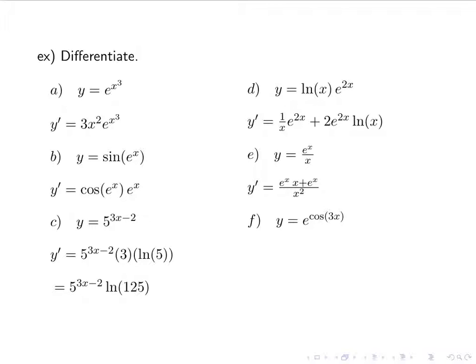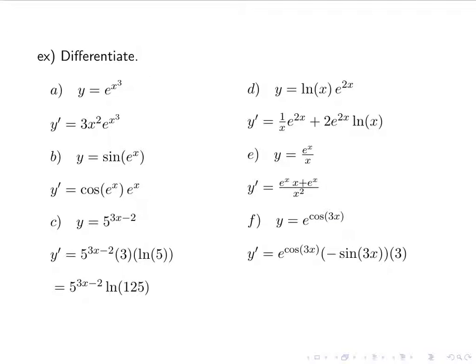So for f, our last one, we have y equals e to the cosine of 3x. So we're going to start with, again, the function itself, e to the cosine of 3x, and then we multiply it by the derivative of our exponent. The derivative of cosine, remember, is negative sine. So we have negative sine of 3x, and then we have to keep going because this is really a composition within a composition, and we still have this 3x to deal with. So we still need to multiply by the derivative of 3x, which is 3.